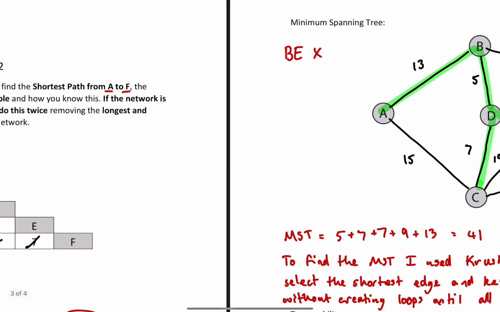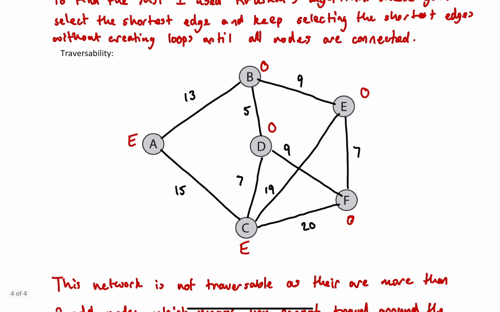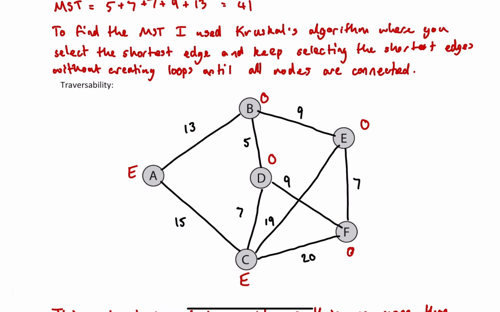There was an extra little bit in this question, which is if a network is not traversable, remove an edge to make it traversable, and do this twice, removing the longest and shortest possible edge, and state the overall size of the network. That's getting you to understand that if you've got a network that's not traversable like we've got here, you can remove, depending on the context, if you wanted to make it traversable, an edge from this diagram, but only one edge.